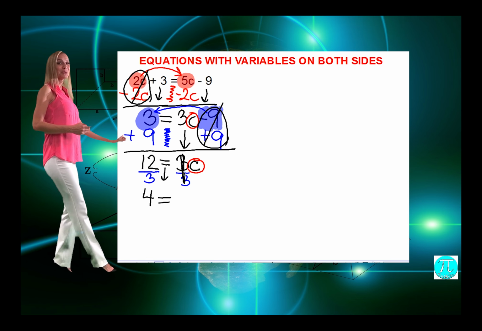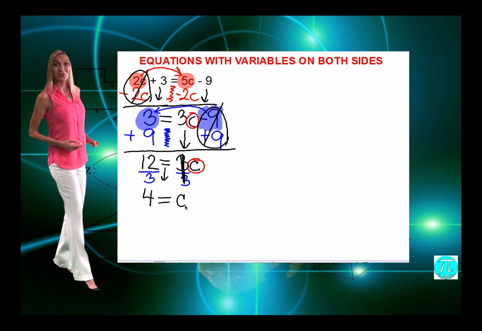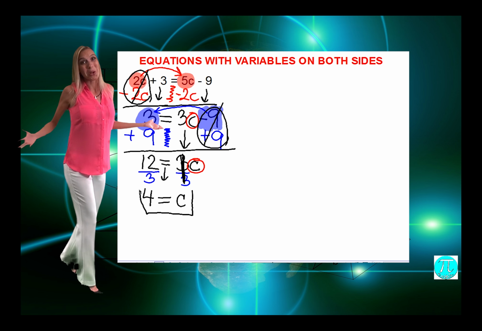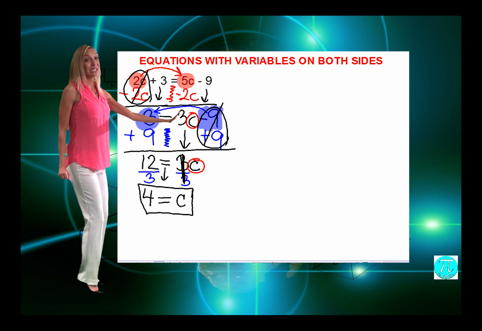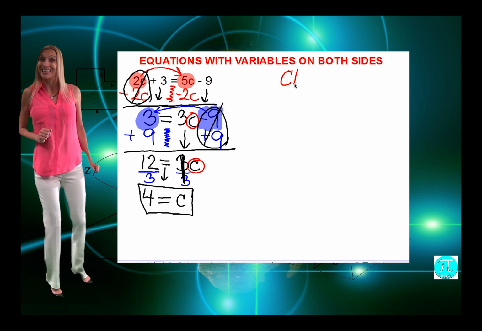We drop down the equal sign. 3 divided by 3 is 1, and it is 1c. And we solve this problem. 4 equals c, or c equals 4, same thing.